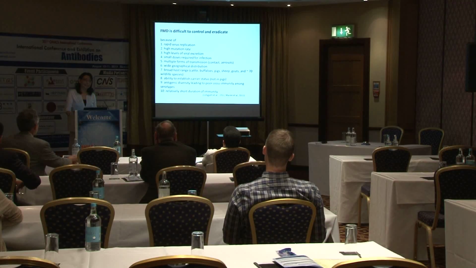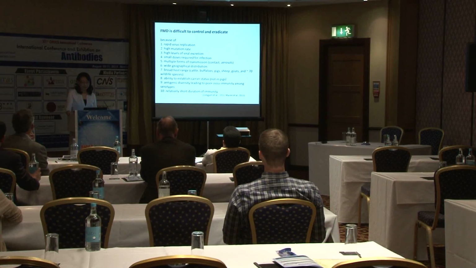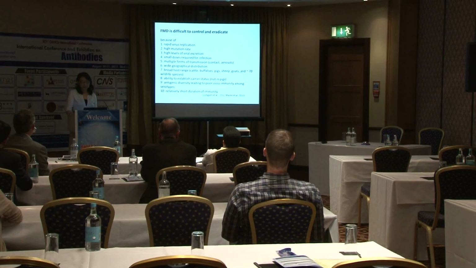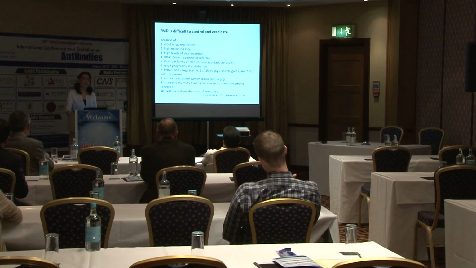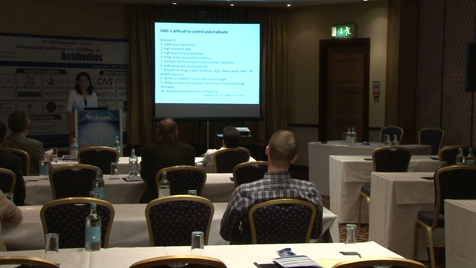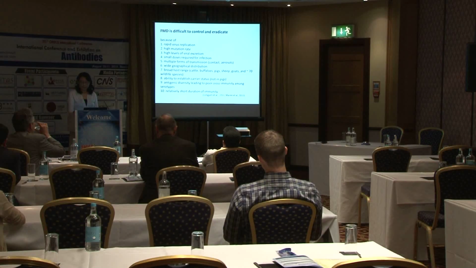The virus also has the ability to establish carrier status. So after infection, the virus can stay inside the animal's body and at any time can cause outbreaks. There is antigenic diversity leading to poor cross-immunity among serotypes. So even if animals are vaccinated with one serotype, they still have a chance to be infected with other serotypes of FMD. The last is a relatively short duration of immunity. Even after vaccination, the immunity can last only about 6 months.